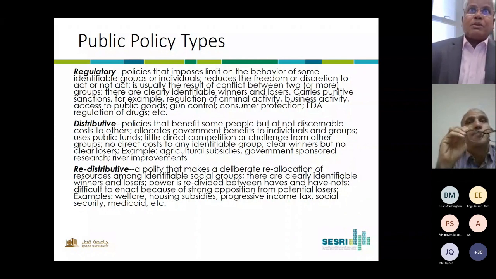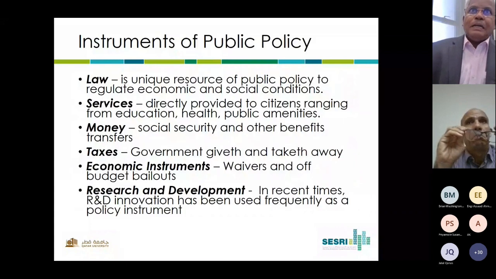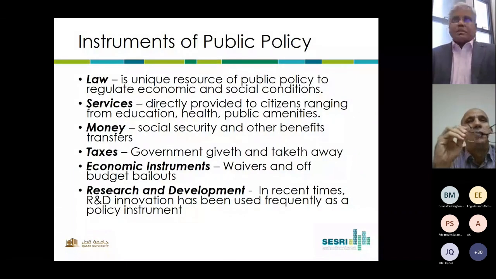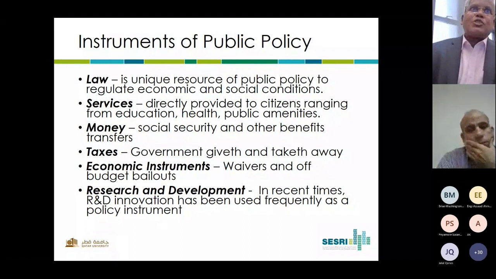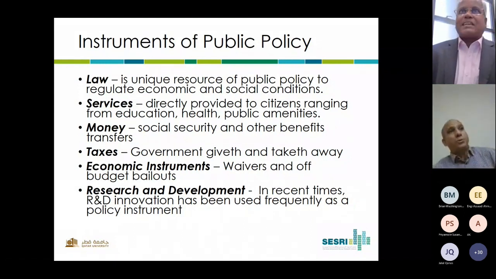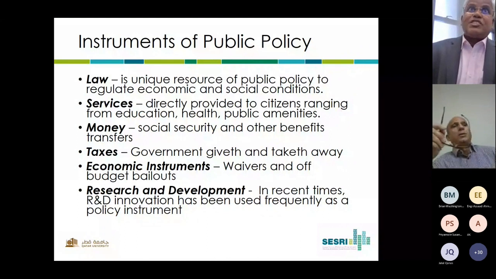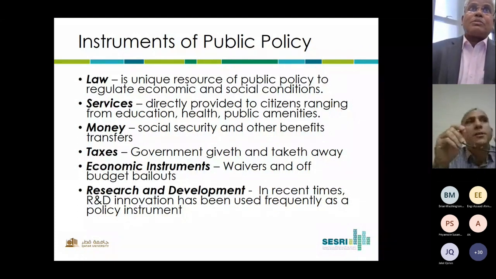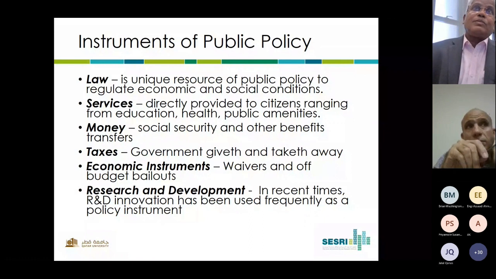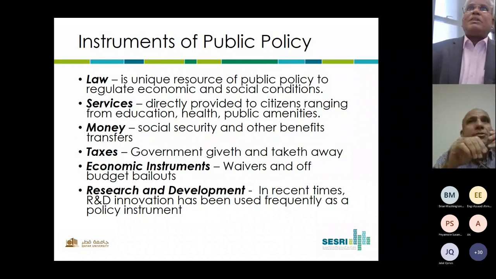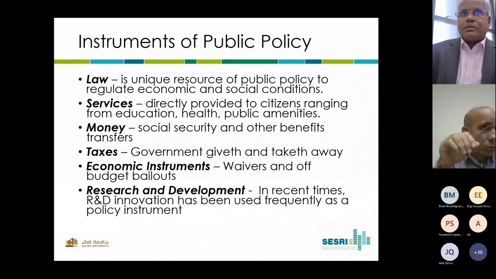But organizational policy could be similar, or it could have more policy types. The next is instruments of public policy. There are several instruments of public policy. These are the instruments through which policy action is implemented, whether it is distributive policy, redistributive policy, or directive policy. For all of these policies, there are instruments of public policy. So even in organizational policy, there are instruments of organizational policy. What are the instruments of public policy?